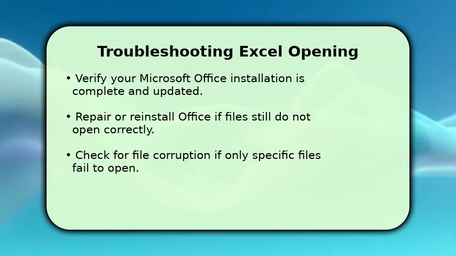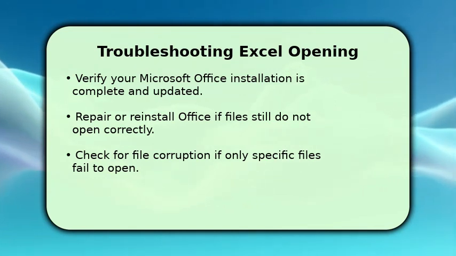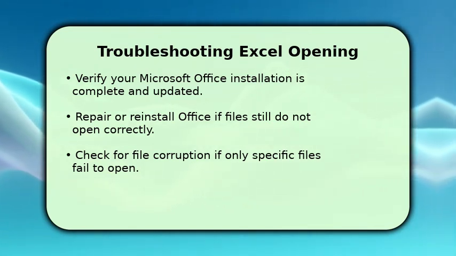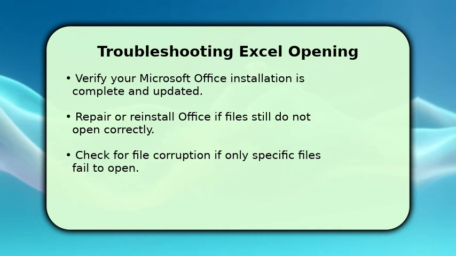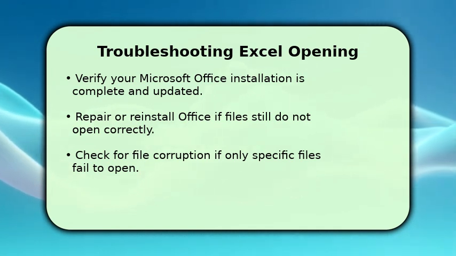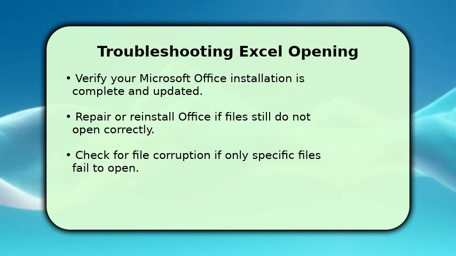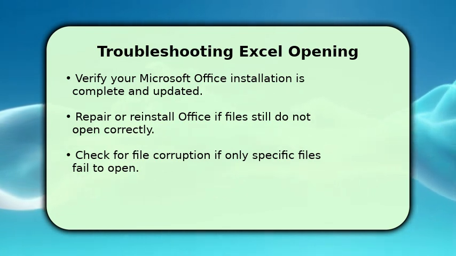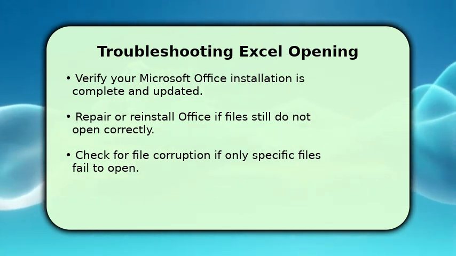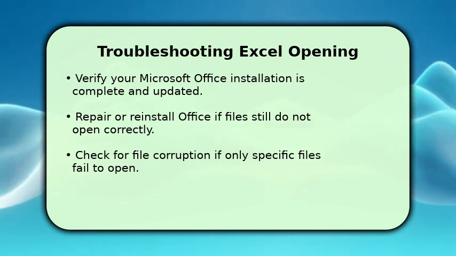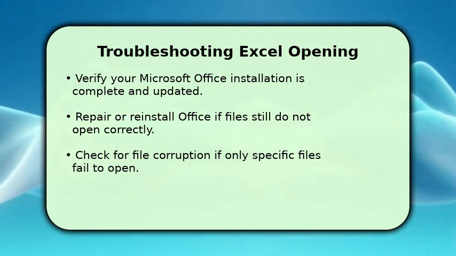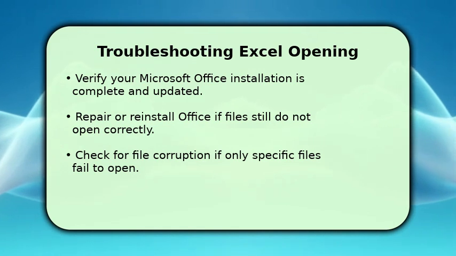Sometimes, even with correct settings, issues can arise. First, ensure your Microsoft Office suite is fully installed and up to date. Outdated software can cause compatibility problems. If necessary, try repairing your Office installation through your system's control panel or settings. If only certain files are problematic, they might be corrupted. Try opening them on a different computer or recovering an earlier version if available.